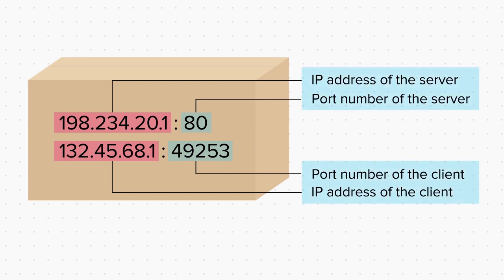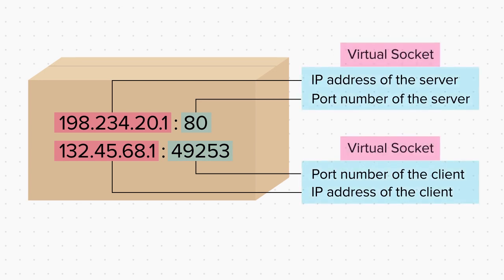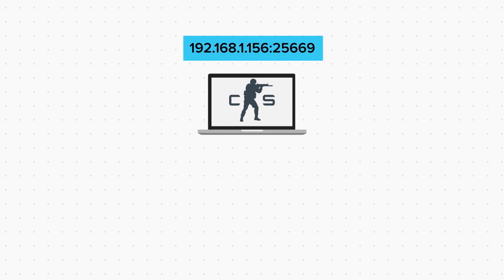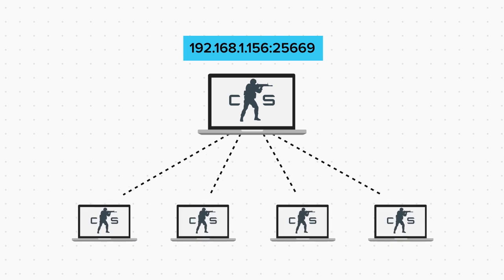This combination of an IP address and a port number is called a virtual socket. So let's say this is the IP address of your laptop and the Counter-Strike game server is listening on port 25669 on your desktop inside a LAN where all your friends are connected. So we can say that your friends can connect to the Counter-Strike application on your computer on this virtual socket.